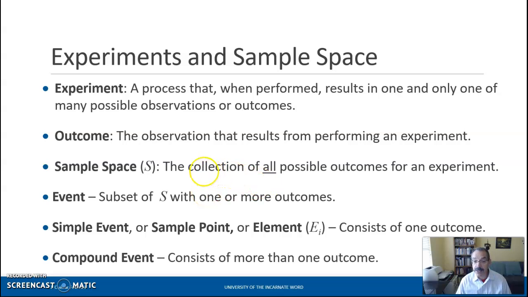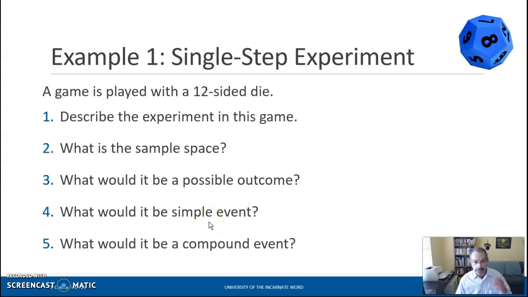An event is just a subset of the sample space with one or more outcomes. Now, if the event has only one outcome, we call it a simple event. Sometimes people call it a sample point or an element, and we'll designate it by E sub i. If it has more than one outcome, we will call it a compound event. And that's the difference between the simple event and the compound event. Here's an example to see how this works.